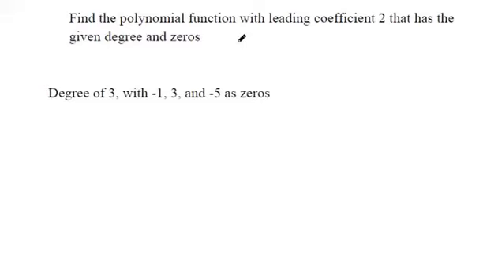We're supposed to construct, sorry, that's probably better. A polynomial function with leading coefficient 2 that has a degree of 3 and these four zeros. So when you construct the polynomial, you should actually probably start with the zeros part.